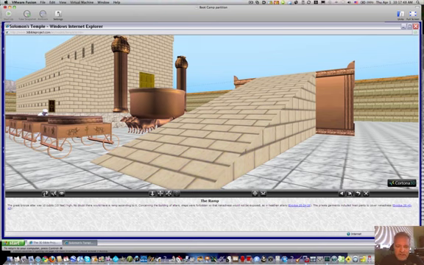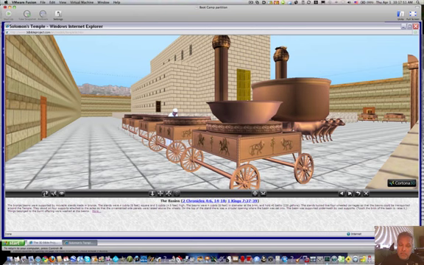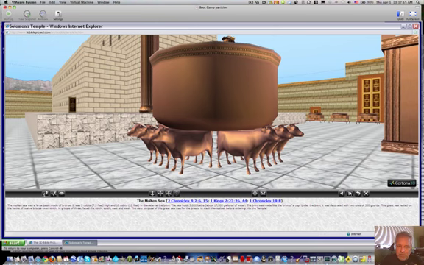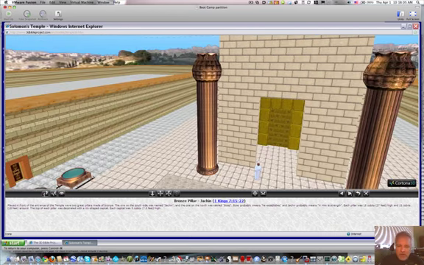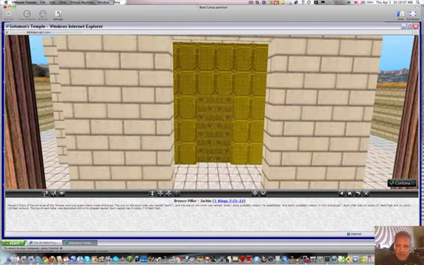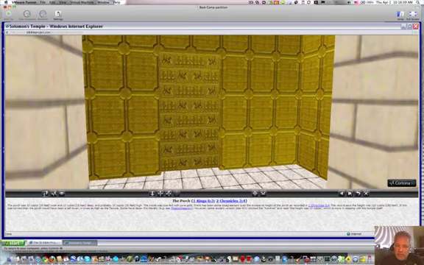Now, I'm going to go through very quickly here. There's the ramp. Here are the basins that you read about, how they were designed. Here's the molten sea. And here's the right bronze pillar, one called Boaz. Here's the left one, called Joachim. And now we're about to enter into the temple itself.